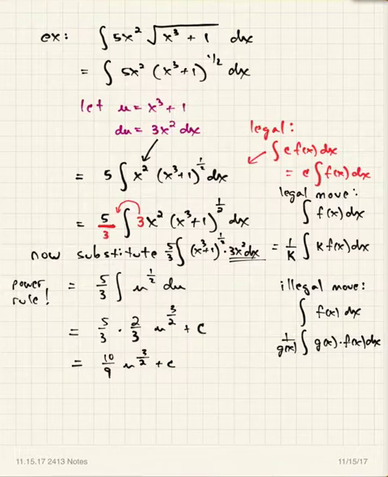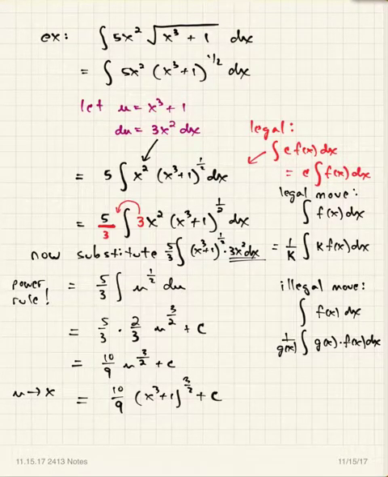Now don't forget, what you've got to do is take u's and go back to x's. You got to go back to x. And you use the substitution to do that again. That substitution allows you to go from x's to u's, and it allows you to go from u's back to x's. So our u is x cubed plus 1, so this is 10/9 times x cubed plus 1 to the 3/2 plus a constant like that.